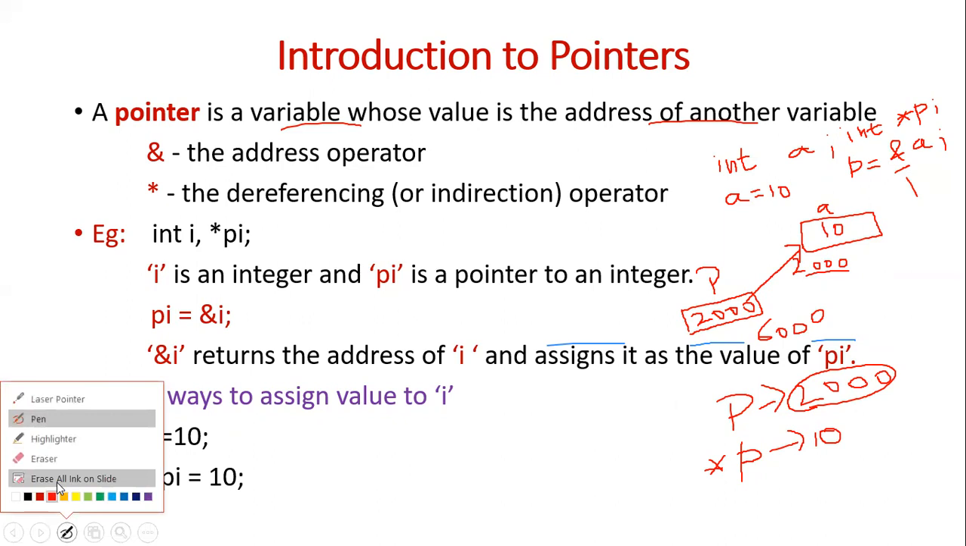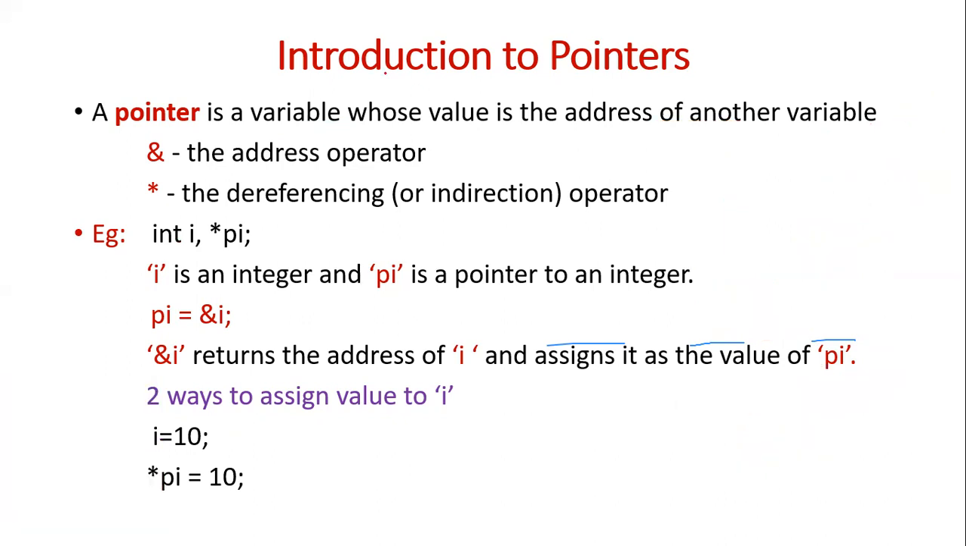Let us continue with the slide. So with pointers, we use two operators. One is ampersand, which is called the address operator. We can say it as the address of operator. The other one is the star. The star is called the dereferencing or indirection operator. So ampersand refers to some address, whereas star is the dereferencing or indirection operator.